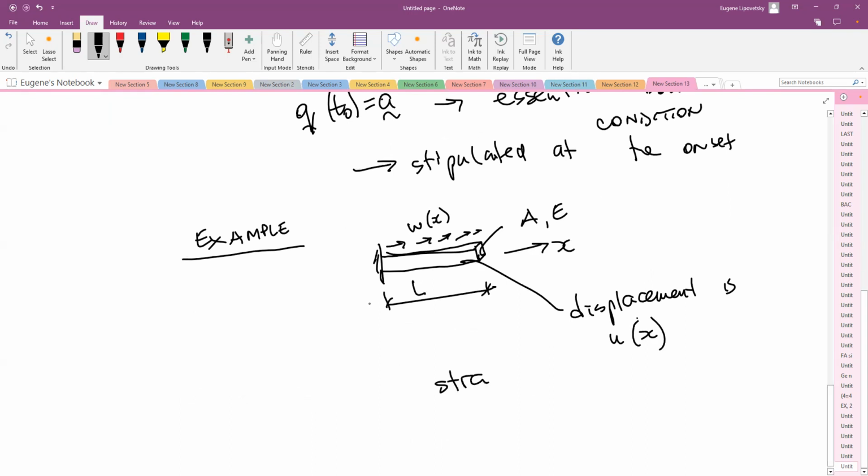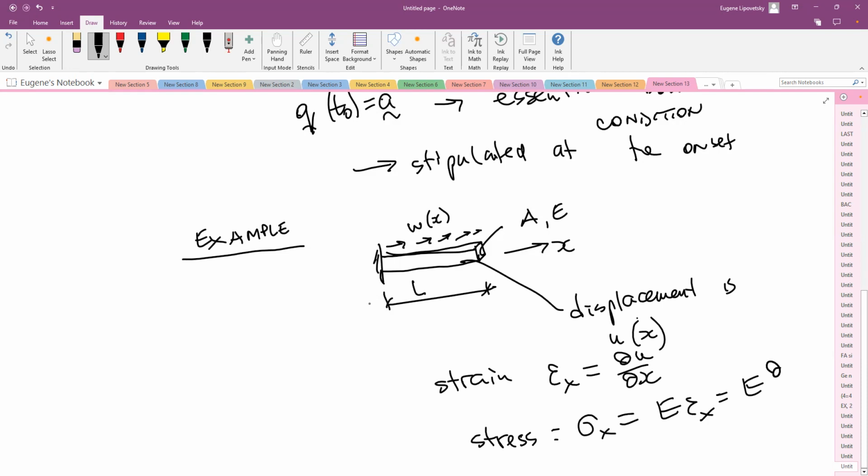Strain, epsilon x equals du over dx. Stress, sigma x equals E epsilon x, and that's going to be E du over dx.